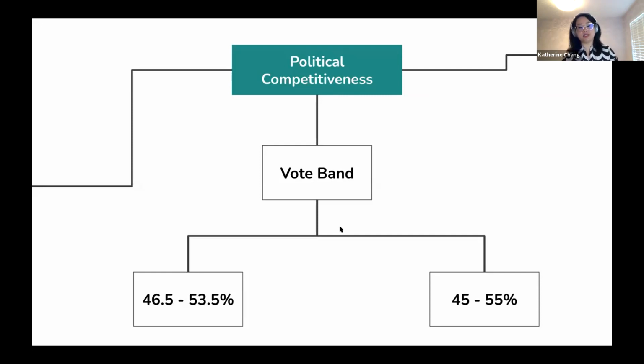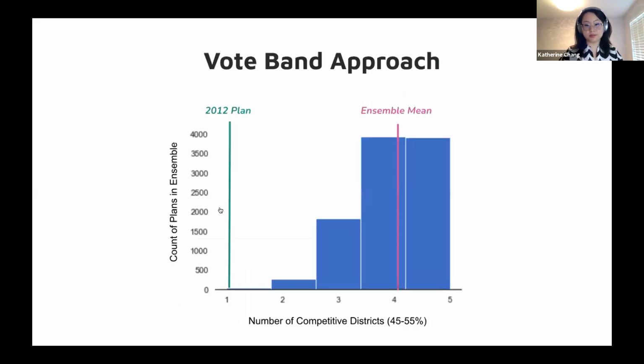Here, we pause to make a decision. Do we consider competitive districts to be between 46.5 to 53.5 or 45 to 55%? We selected the 45 to 55% vote band because it aligns with existing published literature and is the band most relevant to our Colorado context. So now we could set up a neutral ensemble that maximizes the number of competitive districts in Colorado.